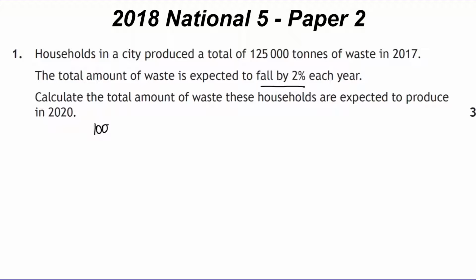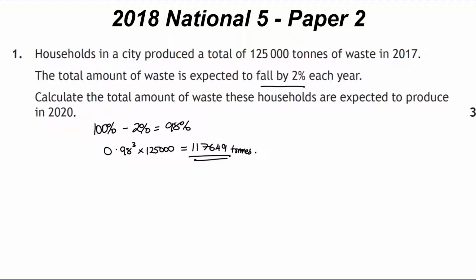So we're starting off each time with 100% and we're taking away 2% of the waste, so it's decreasing by 2% per year. That means we've got 98%, so it's 0.98 as a decimal at the end of each year. For a period of 3 years, that means 0.98 cubed, and then we multiply that by 125,000. That'll tell us exactly how much waste there will be after 3 years. So 0.98 cubed times 125,000 gives us 117,649. There's no rounding required there, so that would be our final answer in tonnes.